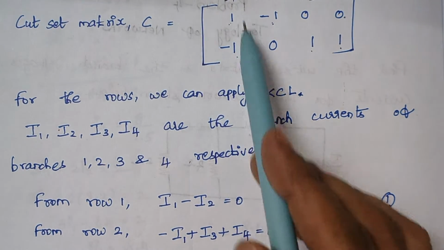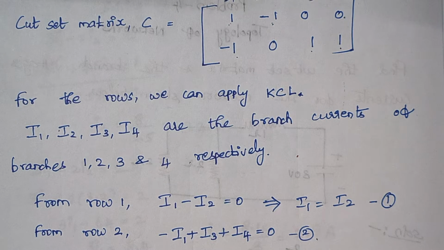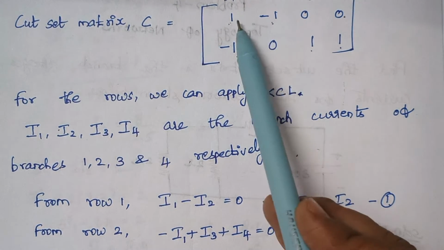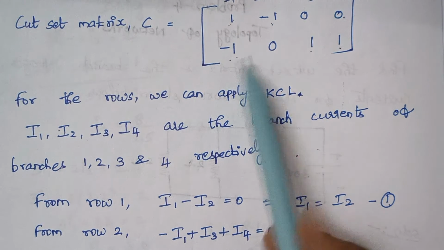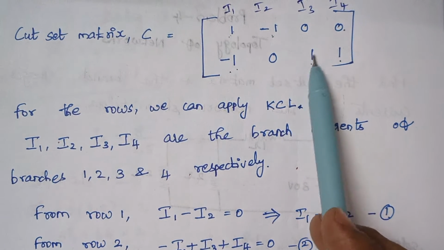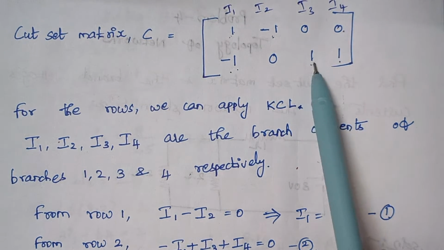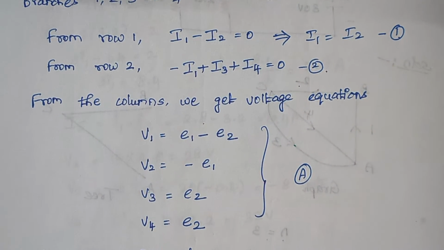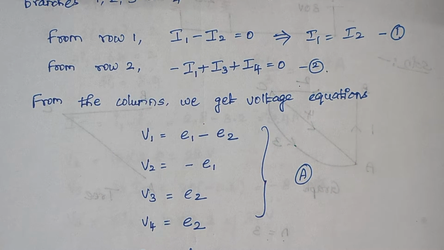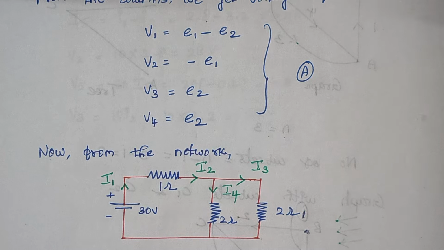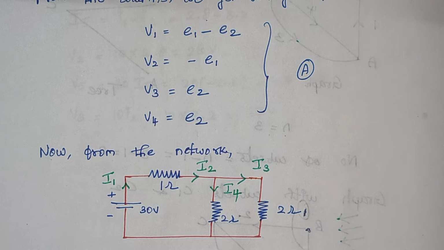Now when you consider column wise, they always represent voltages. So here you see the voltage V1 is given by E1 minus E2. And here the voltage V2 is minus E1. And here the voltage that is V3 is E2 and similarly V4 is E2. So just write down the respective voltage equations by organizing in the form of the column. Now just from the given diagram, we are going to write the values of the voltages from the given circuit diagram.